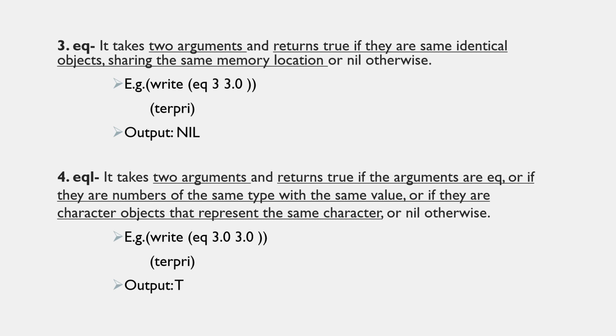Now the fourth function is EQL. It takes two arguments and it will return true if the arguments are equal, or if they are numbers of the same type, that is data type, with the same value, or if they are character objects that represent the same character, or you will get a nil value. Example, write EQL 3.0 3.0 TERPRI. The output is true because both are floating point numbers with the same value.